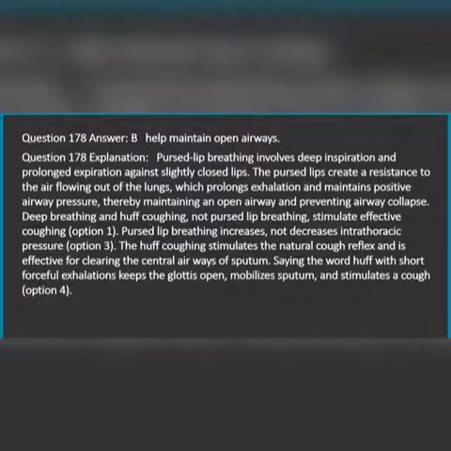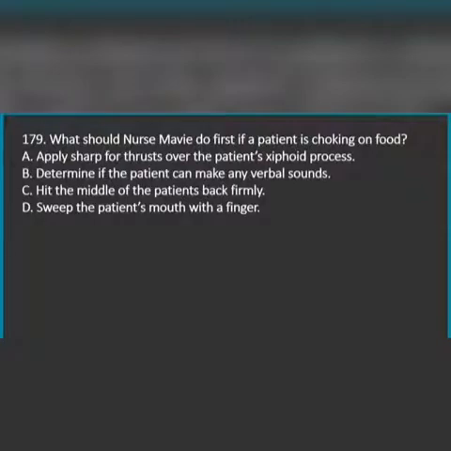Option 3. The huff coughing stimulates the natural cough reflex and is effective for clearing the central airways of sputum. Saying the word huff with short forceful exhalations keeps the glottis open, mobilizes sputum, and stimulates a cough. Option 4. Question 179. What should Nurse Mavi do first if a patient is choking on food? A. Apply sharp four thrusts over the patient's xiphoid process. B. Determine if the patient can make any verbal sounds. C. Hit the middle of the patient's back firmly. D. Sweep the patient's mouth with a finger.